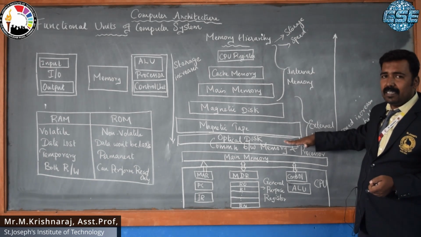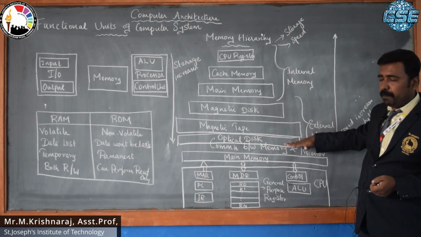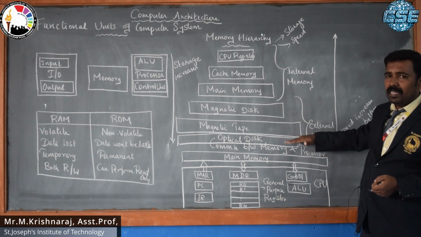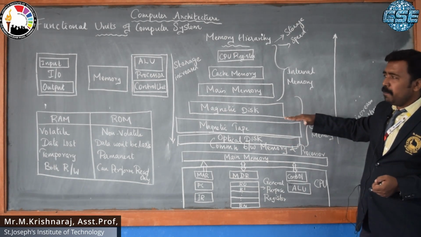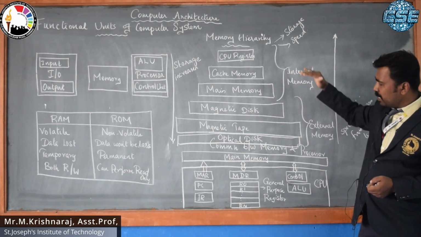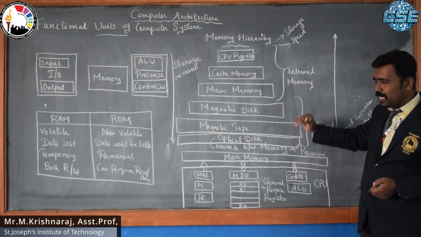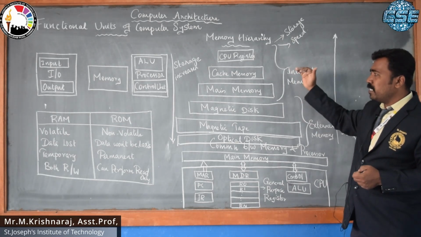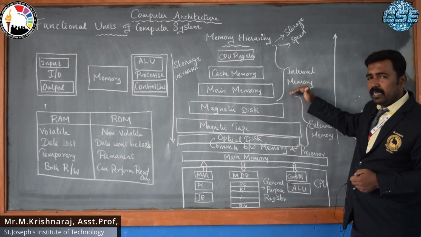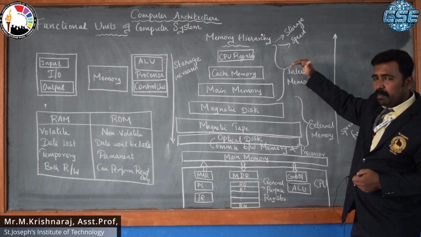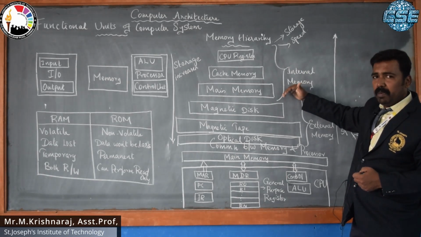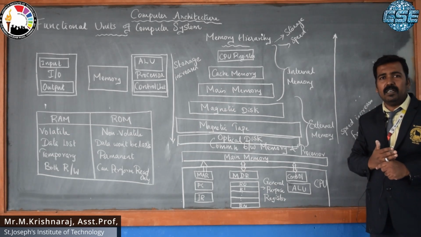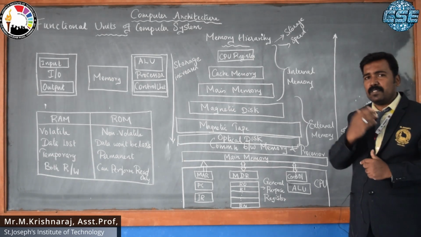So optical disks have less storage speed, then magnetic tape, then magnetic disk. These all have less speed when compared to the internal memories. External memories are high storage but less speed, and the internal memories are high speed and less storage. Main memory is high speed, cache memory is higher than main memory, and the CPU registers have the topmost speed when you talk about the transfer of instructions.